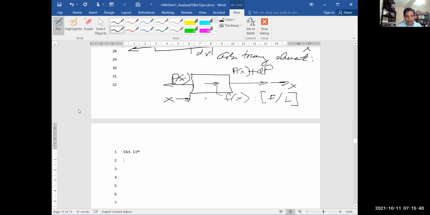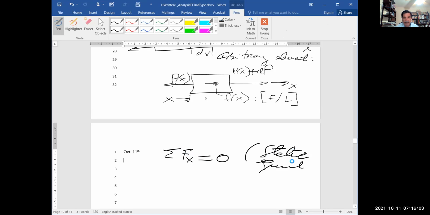So we say summation of forces in the x direction has to be equal to 0. That's because we are working with static equilibrium.